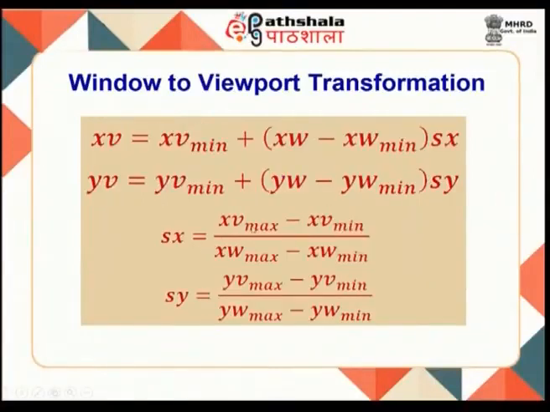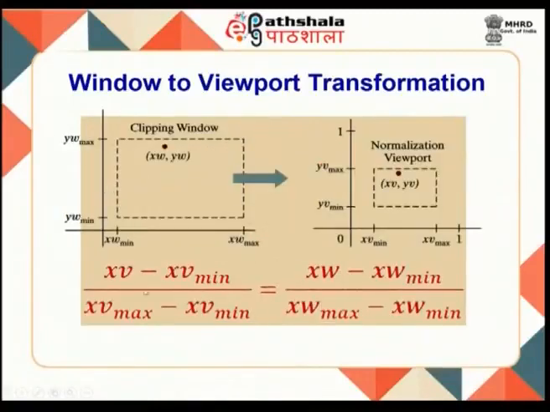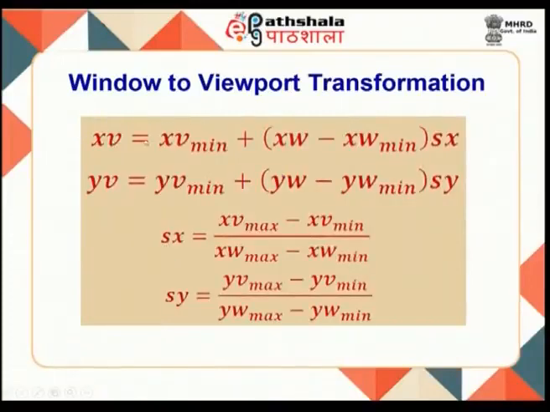So, Sx is equal to XV max minus XV min by XW max minus XW min, and Sy is YV max minus YV min by YW max minus YW min for the y coordinate direction. If you form a similar equation for y, wherever there is x, replace it with y to get YV. So, XV we got in the first equation, and in the second equation we got YV, which is YV min plus YW minus YW min into a scaling factor Sy along the y direction. Sy is a constant value, the ratio of the lengths of the boundaries, one in the window and the other in the viewport.